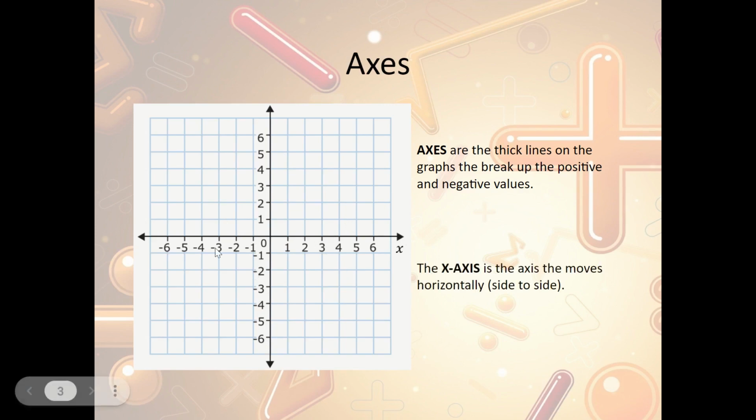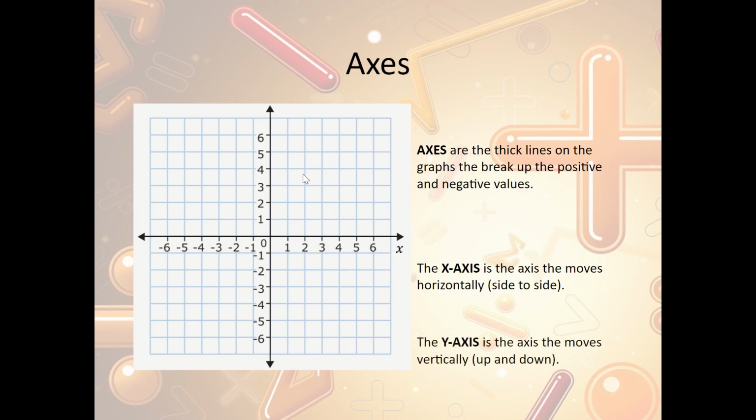The x-axis is the one that goes side to side, and it's usually labeled, but sometimes it's not. This is the x-axis that goes side to side. The y-axis is the vertical axis, the one that goes up and down. This is the y-axis that goes here.